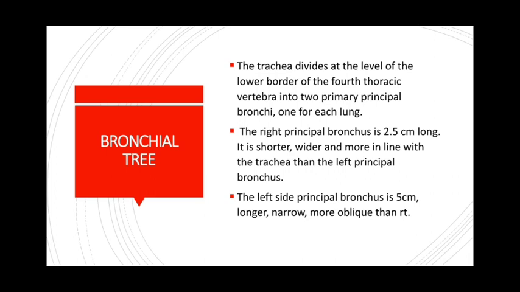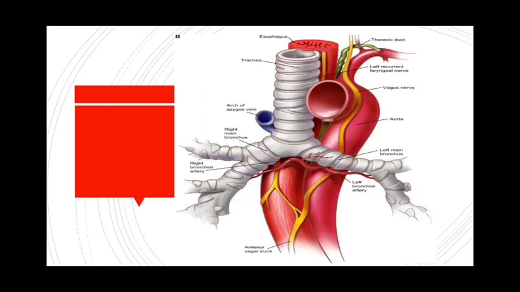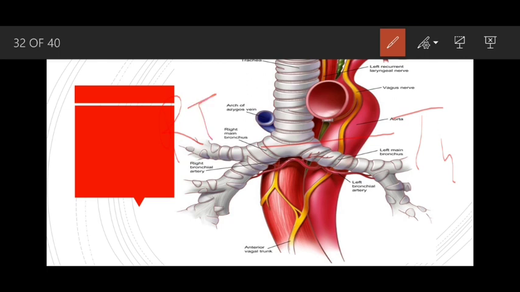So now, what is the bronchial tree? The trachea divides at the level of the lower border of the fourth thoracic vertebra into two principal bronchi. This is the bronchial tree. At the T4 vertebra the trachea divides into two parts, right and left. The right principal bronchus is 2.5 centimeters long, shorter, wider, and more in line with the trachea, right? And the left principal bronchus is longer, 5 centimeters long, narrower, and more oblique than the right bronchus, right?